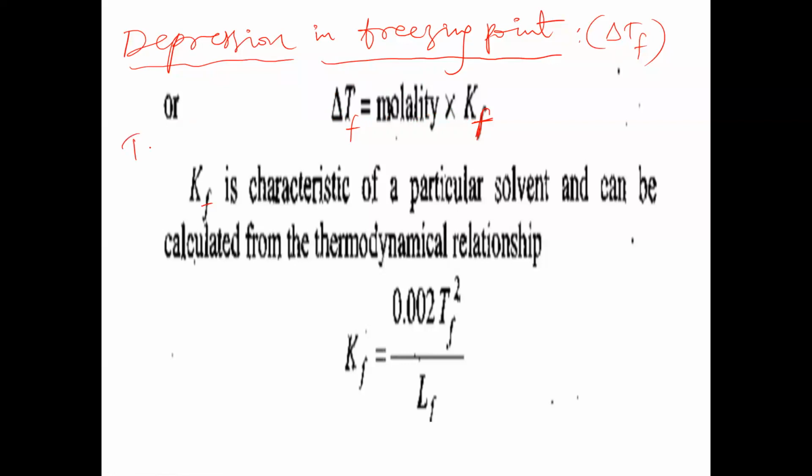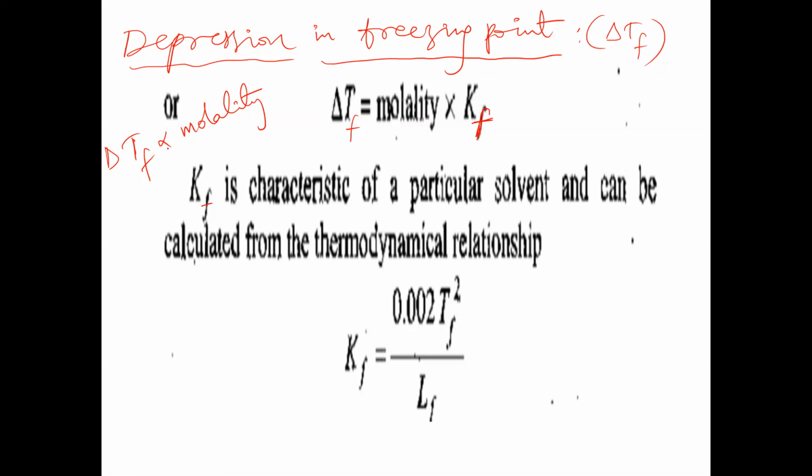So delta TF is directly proportional to what? Molality. Directly proportional to molality. The more the molality value, the greater will be the depression in freezing point. So this delta TF, that is depression in freezing point, is equal to KF, some constant, into molality.